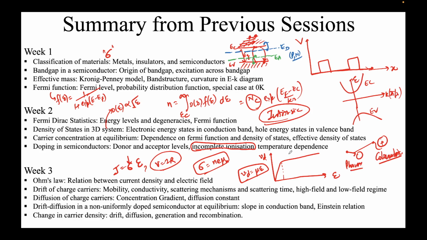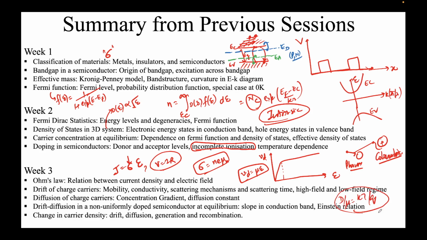The other kind of transport mechanism of mobile charge carriers is diffusion. That is when you have a concentration gradient, a high number of electrons on one side and low on the other. We call the constant D in this case, and we also saw that D and mu are related by something called the Einstein relation, D by mu equal to kT by q.